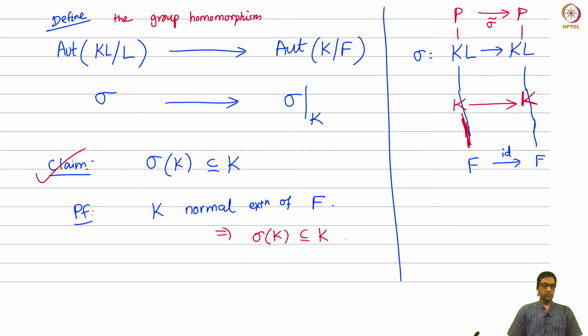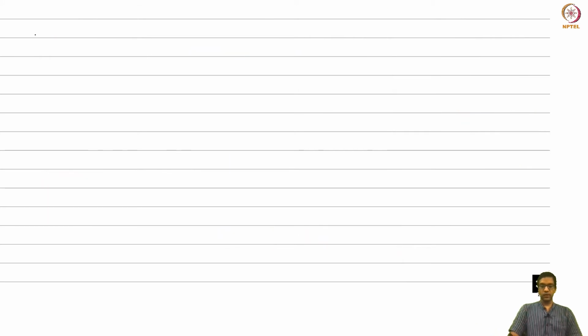Let's see, where are we? Now what do we need to do? We need to prove two things. We need to first show that this map is a one-to-one map, and secondly, its image is exactly the subgroup that we claimed in the theorem. So we need to prove two claims. Let's prove claim 1, that this restriction map is injective. Then the second claim is about its image.